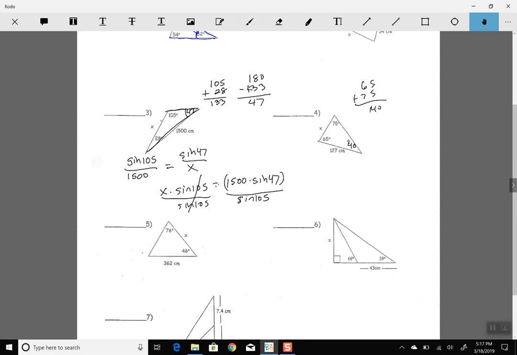And so sine of 75 over 127 equals sine of 40 over x. X times the sine of 75 equals 127 times the sine of 40. Divide both sides by sine of 75.